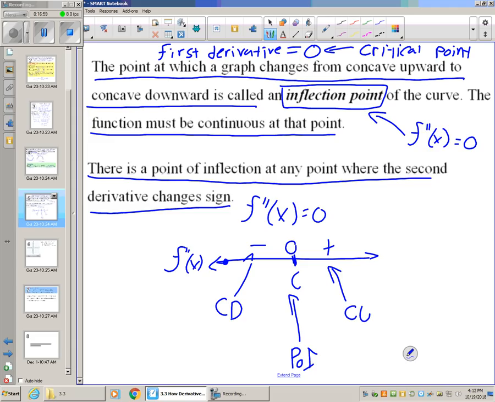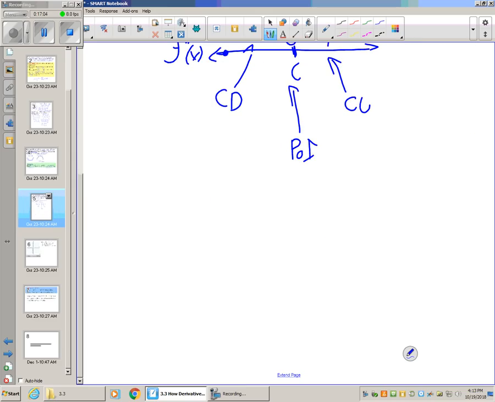That's the point where it changes concavity. Let me show an example right below it. Here we have our graph. It could look something like this.